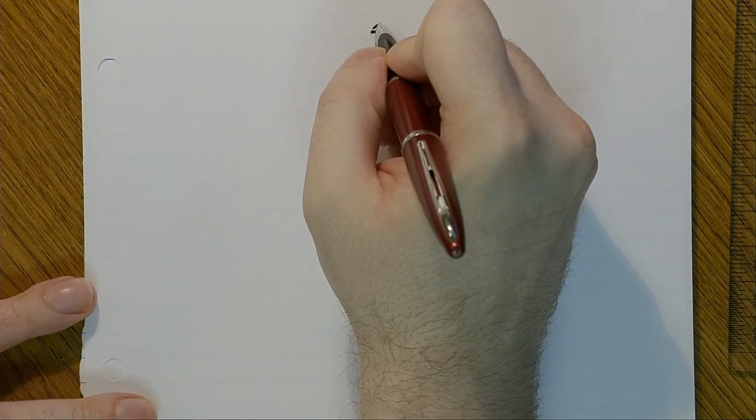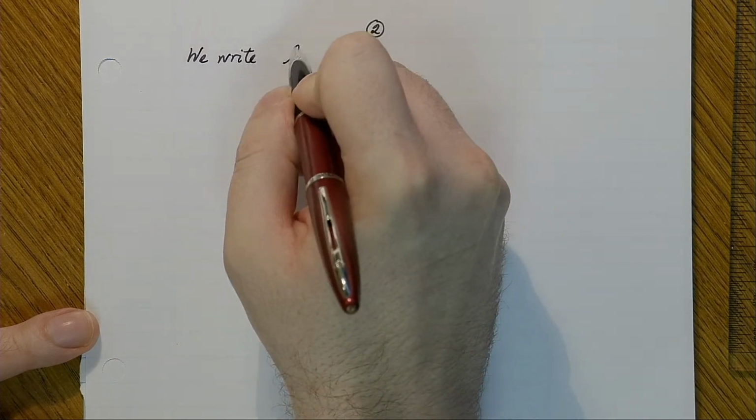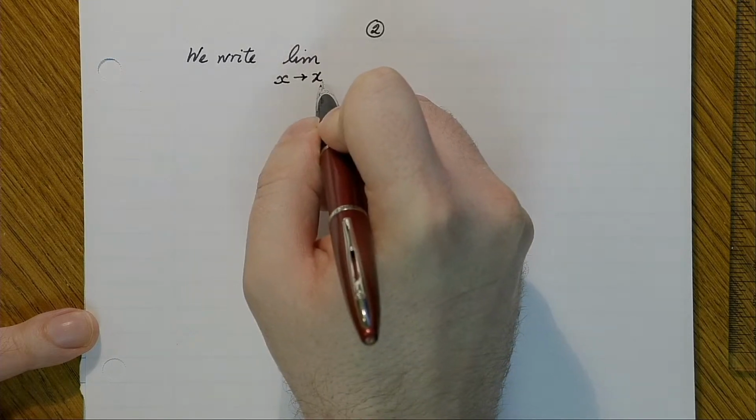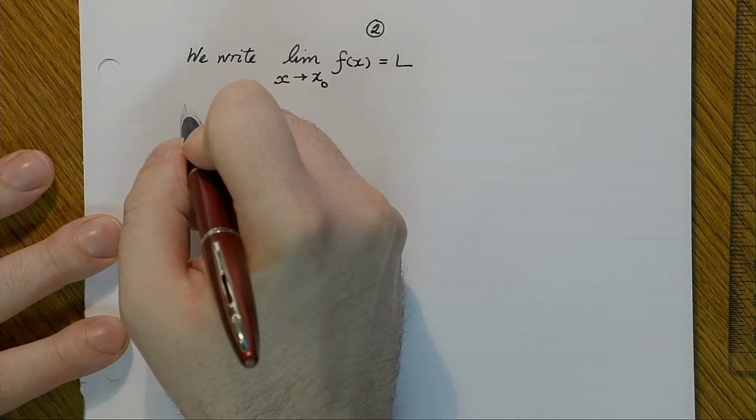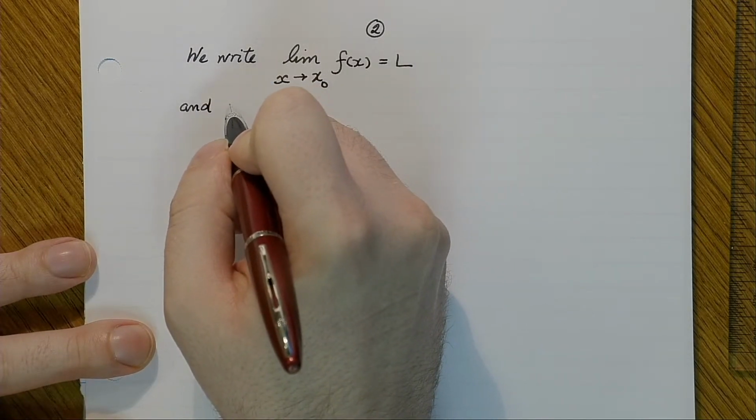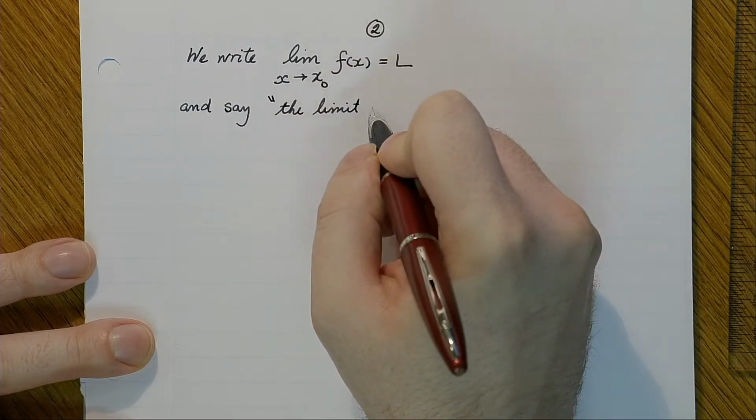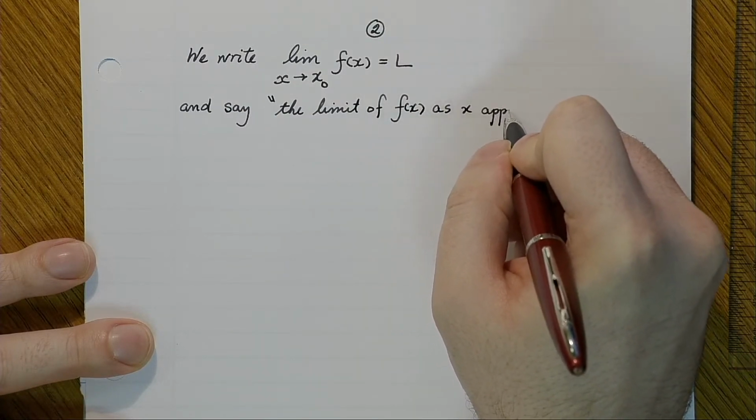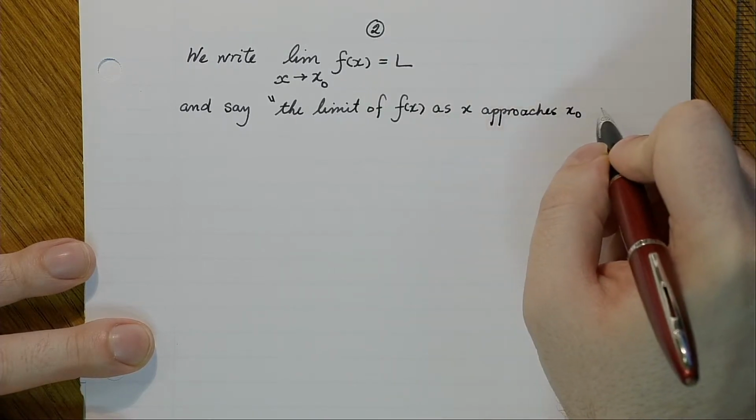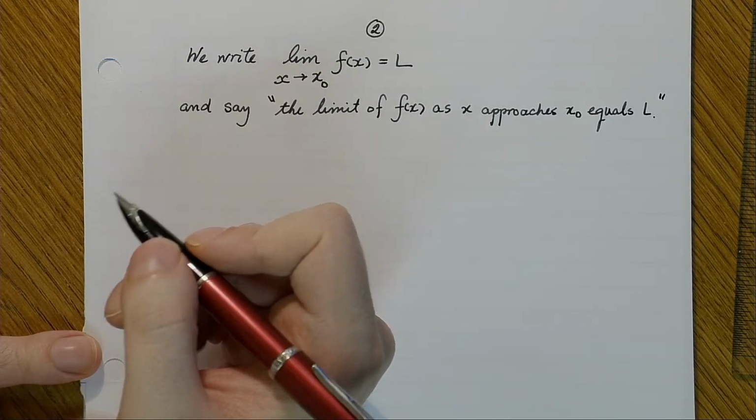So number 2, here's page 2. In general, we write the limit as x approaches some number, say x naught, of f at x equals L. And we would read that as, we say the limit of f at x as x approaches x naught equals L. Okay?